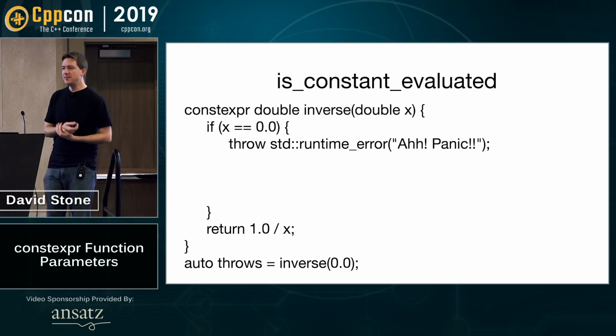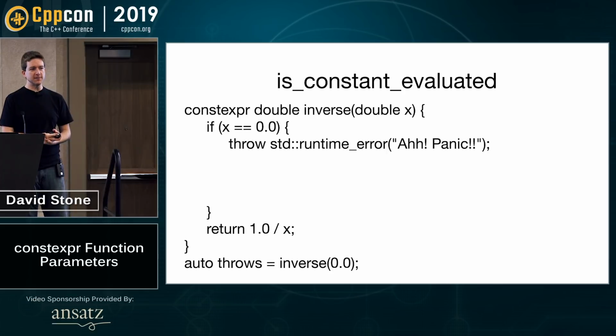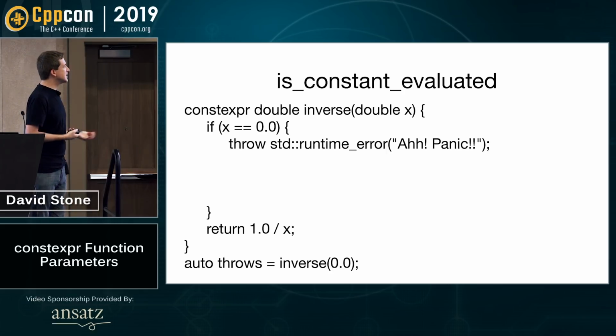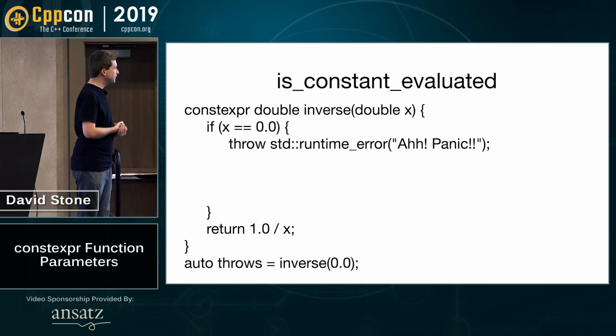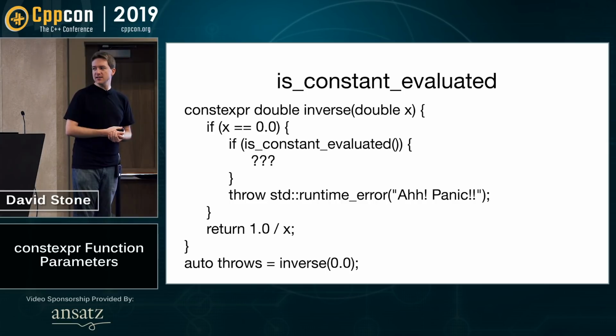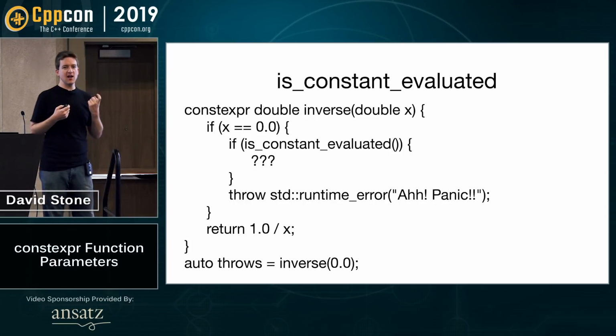So here's an example. If we go back to that inverse function that accepts a double and returns a double, and you pass in 0, it throws. So how do you solve this problem with is constant evaluated? What do you do there? There's nothing you can do, because you don't know the value of x at compile time. Even if you do, you can't access it in a way that's at compile time.